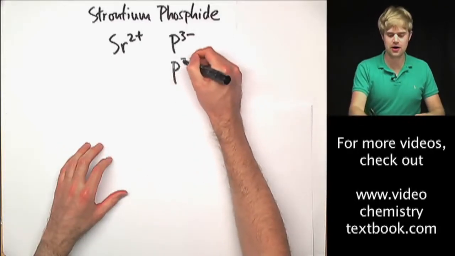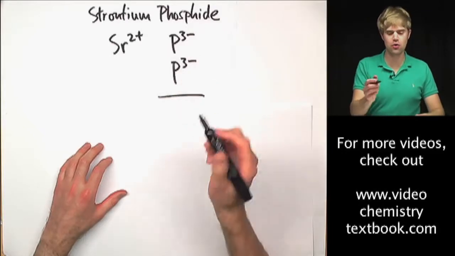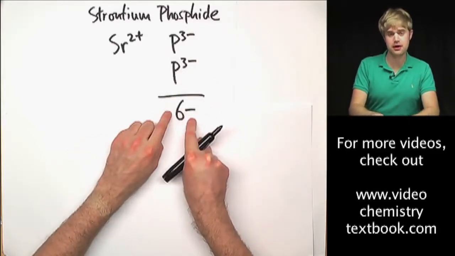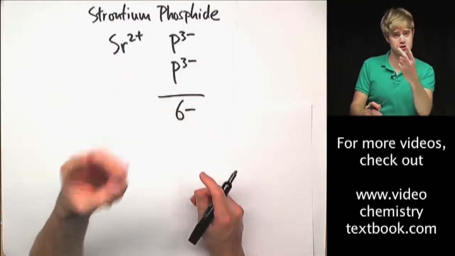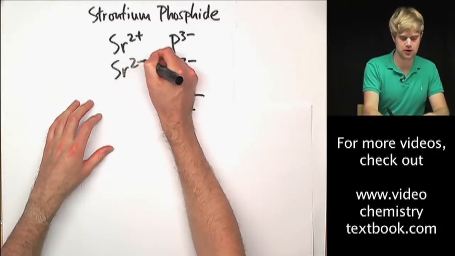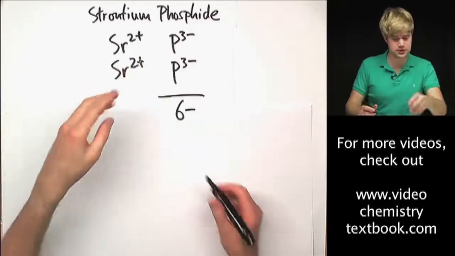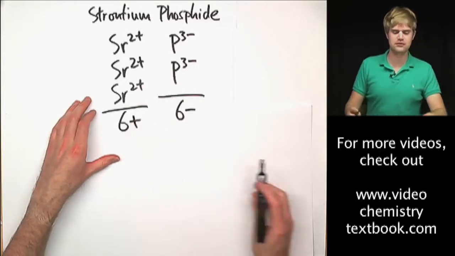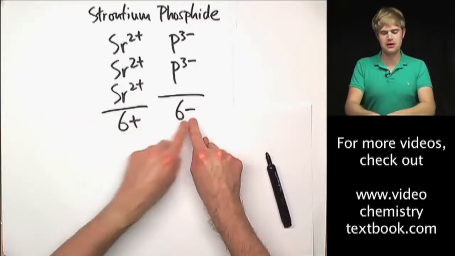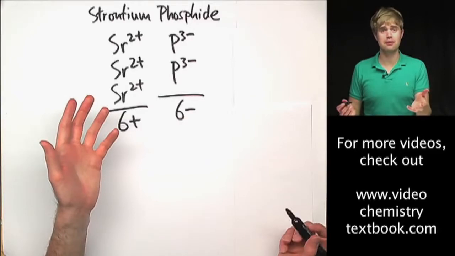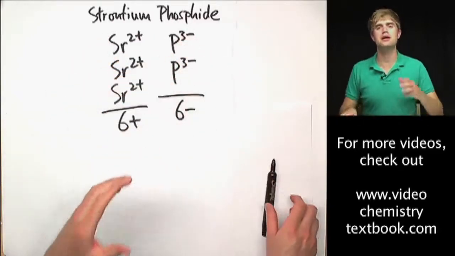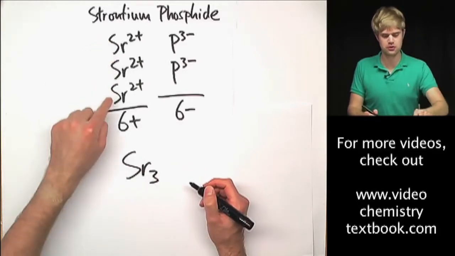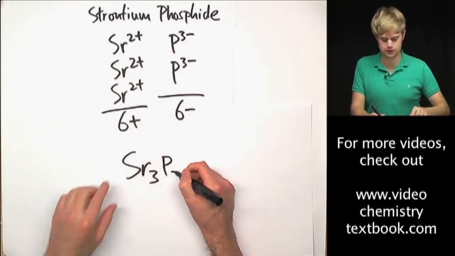We add another phosphide so that we have a total negative charge of 6-. To balance out the 6- charge, I'm going to add more strontiums, which have 2+ each. So Sr2+, now I have 4+. Now I add another Sr2+, and now I have a total of 6+. 6+ balances out the 6-. Now I'm going to write the chemical formula to show how many of each atom I need to balance out the charges. I'm going to say Sr3, 1, 2, 3, P, 1, 2.